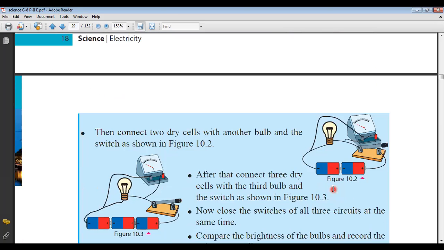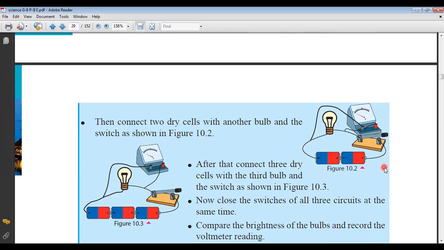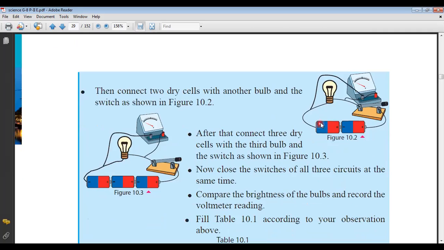Then connect two dry cells with another bulb and the switch as shown in figure 10.2. After that, connect three dry cells with the third bulb and the switch as shown in figure 10.3. Now close the switch of all three circuits at the same time. Switch on at the same time and switch off at the same time.